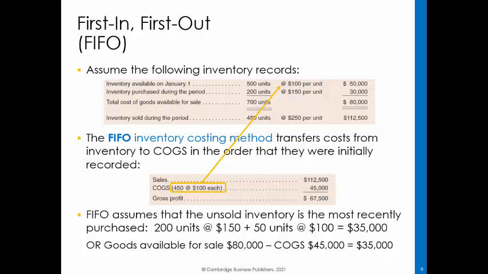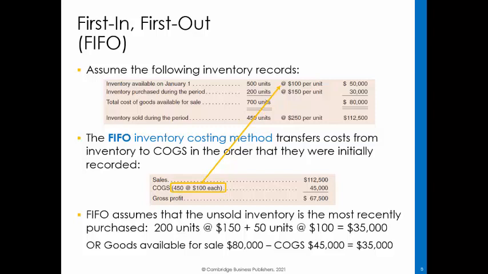Applying FIFO means that the cost of the 450 units sold comes from the beginning inventory, which consists of 500 units costing $100 each. Thus, cost of goods sold would be $45,000. Subtracting the $45,000 from the sales price of $112,500 yields gross profit of $67,500.